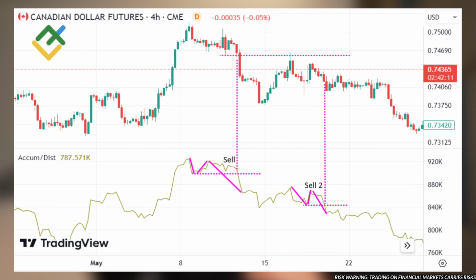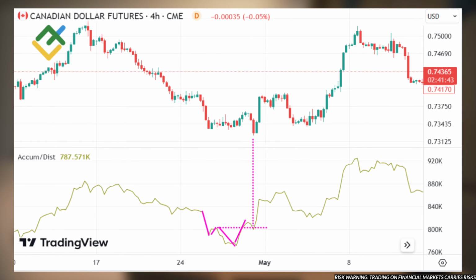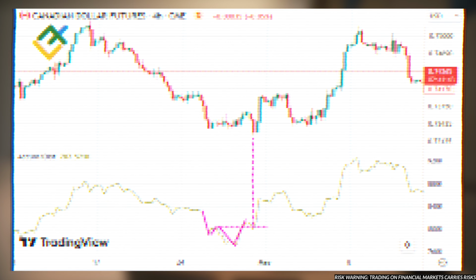So this screenshot shows a 1, 2, 3 pattern formed by the AD line. As we see, in the first case, the appearance of the pattern led to a trend reversal. In the second, to its continuation. So this is an example of a false breakout pattern in a downtrend which preceded an upward price reversal.